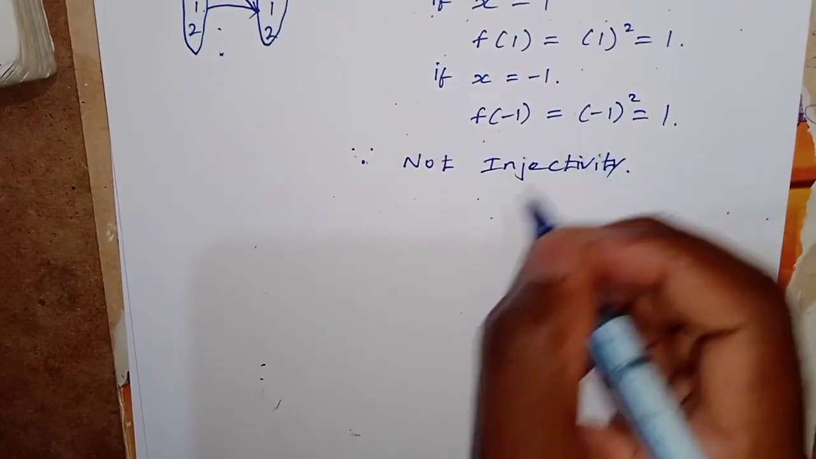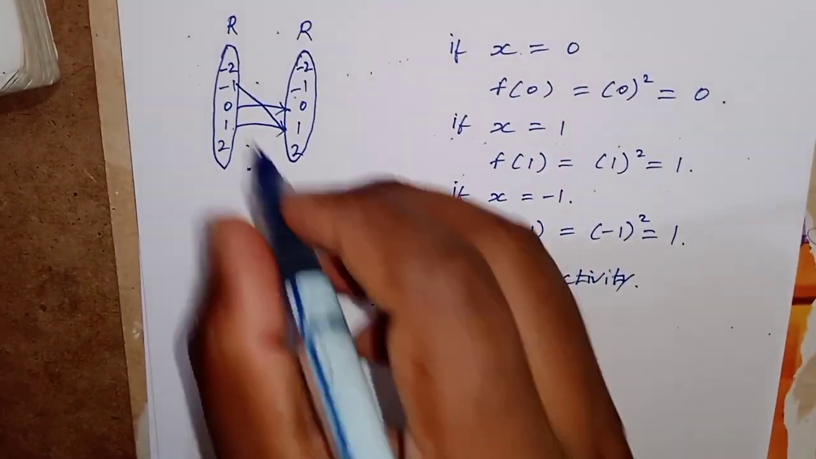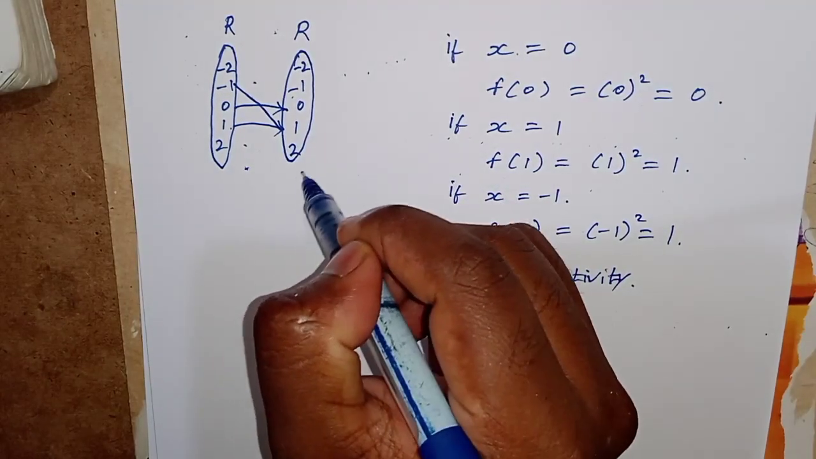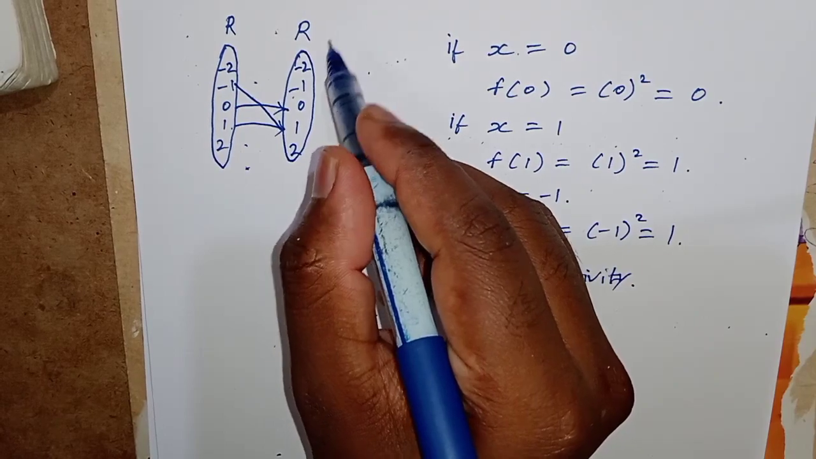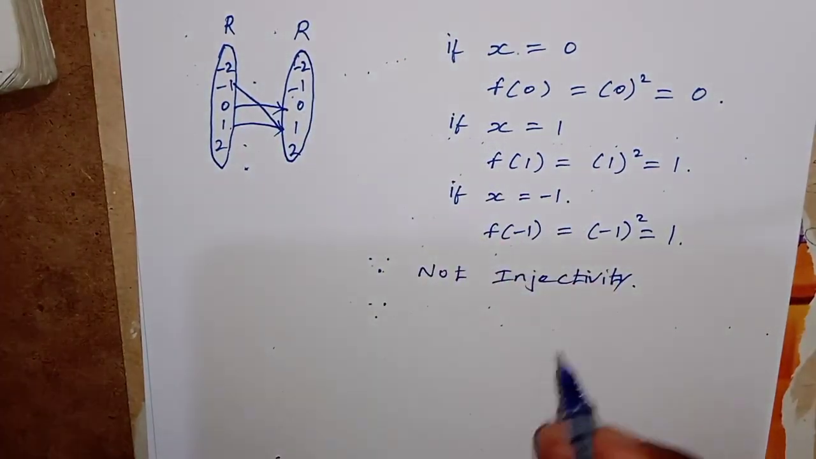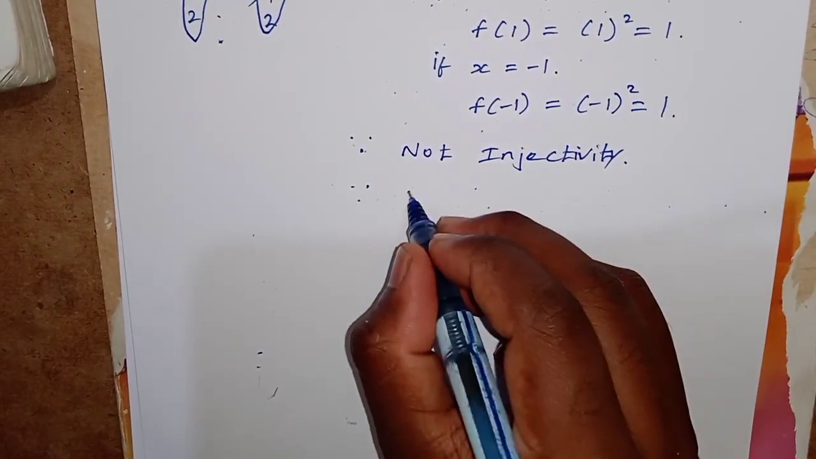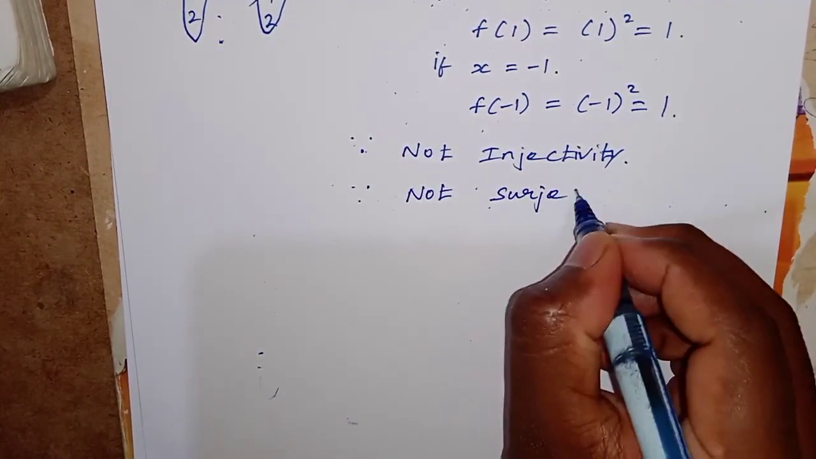Okay. Next, onto means you have to check the codomain. In the codomain -1, -2 up to -infinity, there will be no pre-image. Therefore here it is not surjectivity.